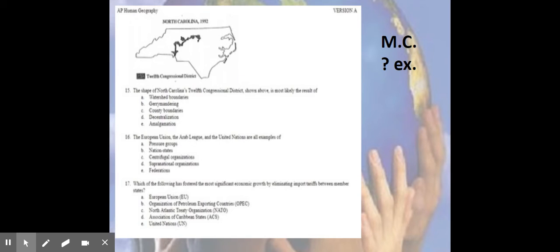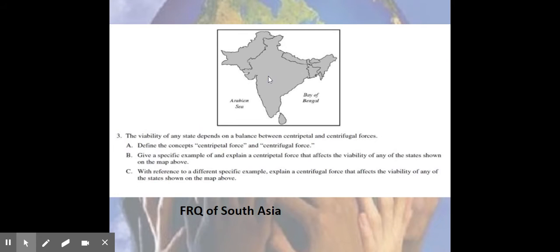So the stimuli could include a population pyramid, as you have here. This is an example of some multiple choice questions. Even the multiple choice questions use stimuli. Here's another example of a free response question. It uses a map.